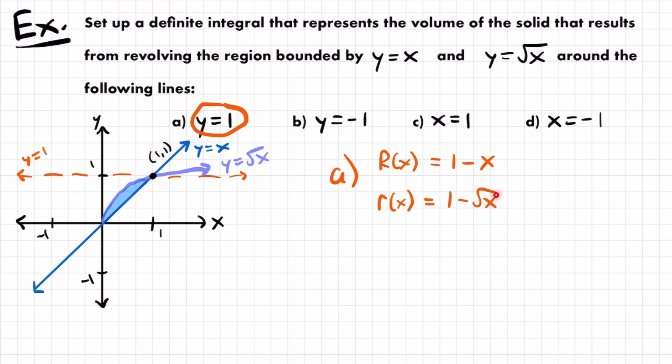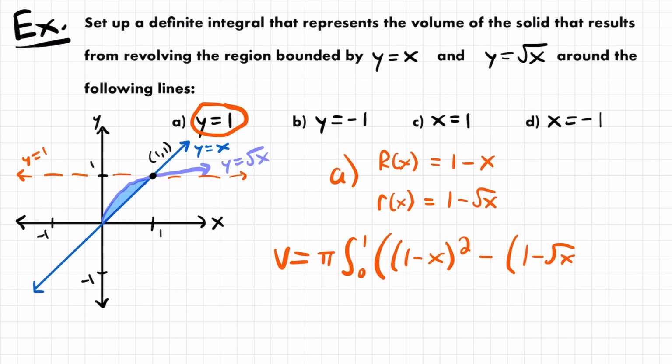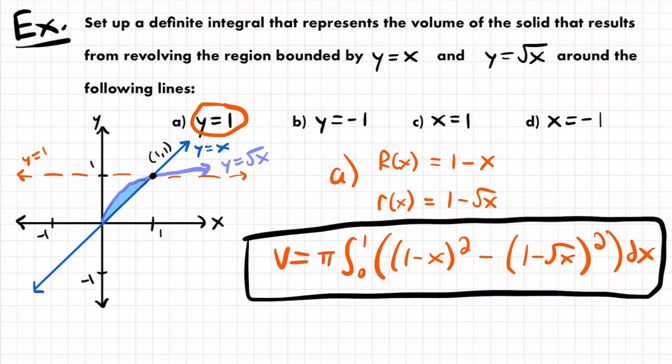And so now that we have our outer and inner radius, we can now set up a definite integral to represent the volume of the solid that results from revolving this region around that line. So we will have that the volume is equal to pi times the integral from a lower bound of x to an upper bound of x, which if we look at our region, it lies between x equals 0 and x equals 1. So we will have from 0 to 1 of our outer radius, (1 minus x) squared, minus the inner radius, (1 minus the square root of x) squared, times dx. All right, and so this represents the volume of the solid of revolution formed by revolving this region around the line y equals 1. All right, so let's clean up our work, and then we will look at the next line.